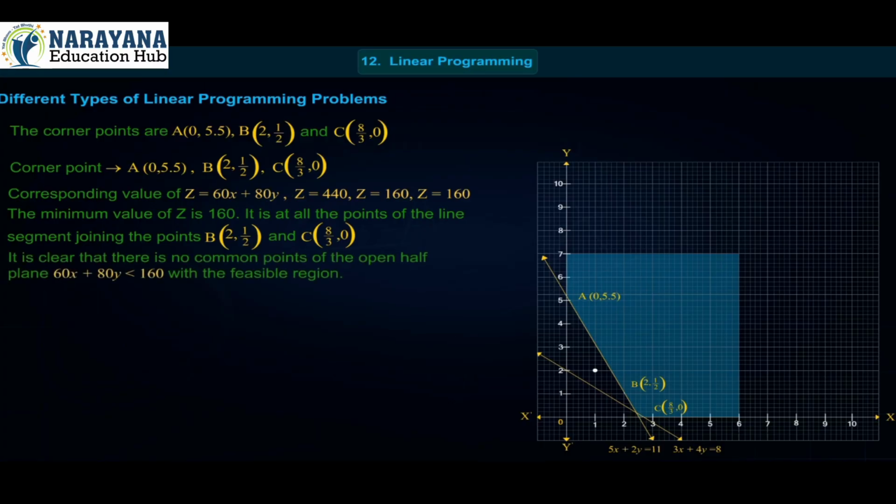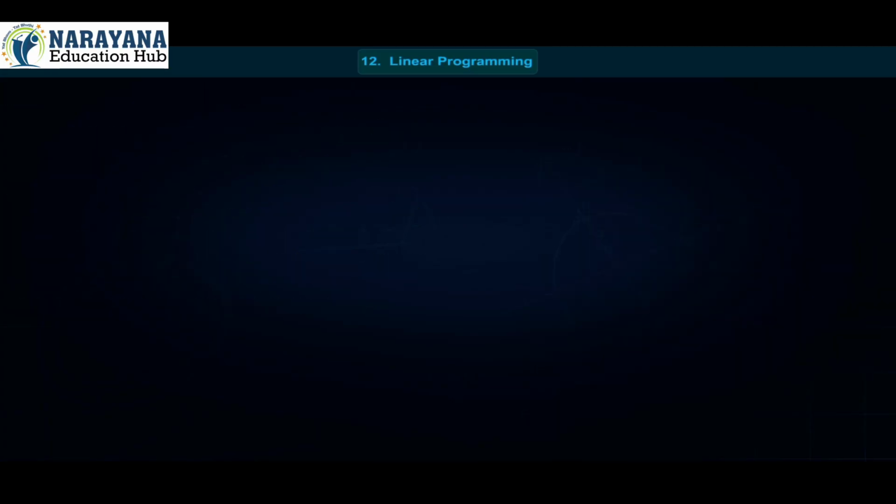It is clear that there are no common points of the open half plane 60x plus 80y less than 160 with the feasible region. Hence, the minimum cost of the mixture is rupees 160.